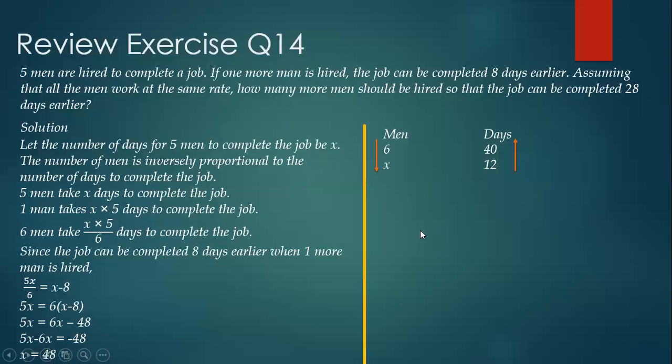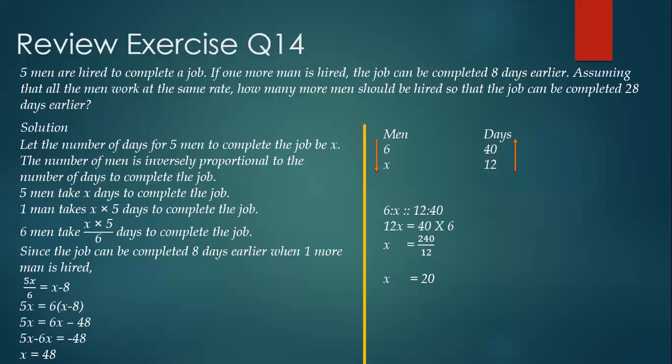So how are we going to write from tail to head? That means we're going to write 6 first, then X, then 12, then 40. And we're going to multiply 6 with 40 is equal to 12 with X. Or you can say 12 with X is equal to 6 with 40. And to find the number of men, we are going to divide this 240 by 12, which will be 20. That means 20 men can finish the work in 12 days.